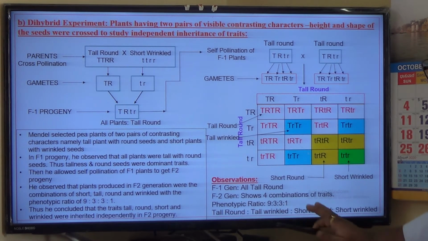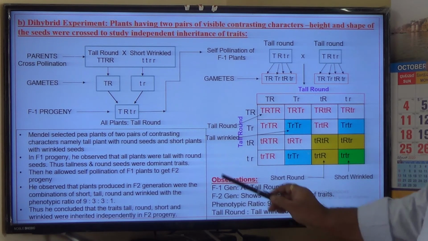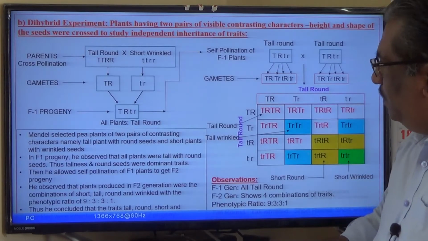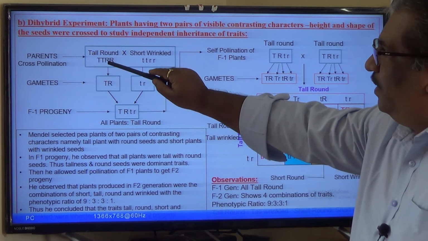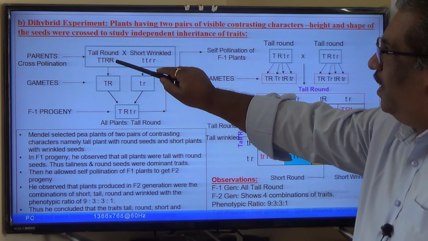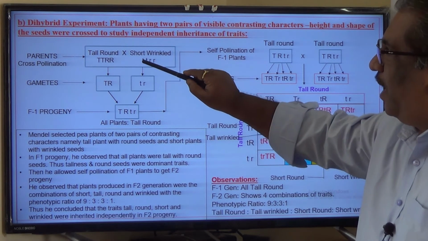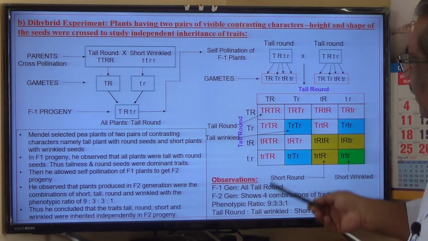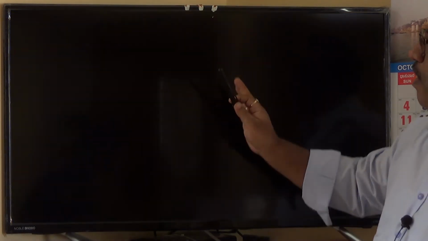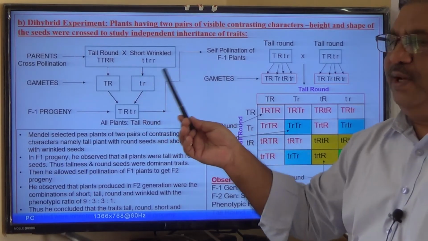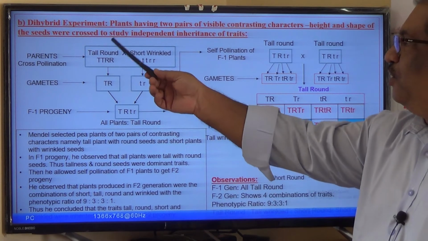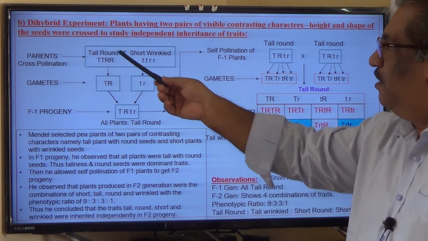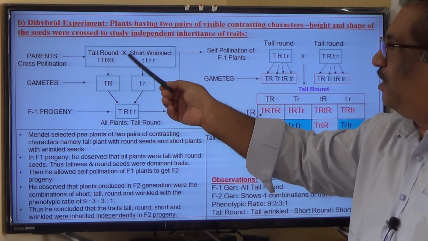So what I mean to say is basically here, irrespective of whether the tallness and roundness belong to one particular plant or shortness or wrinkledness belong to one particular plant, in the final F2 progeny we observed the entire combination of all these things. Tall with wrinkled, tall with round, short with wrinkled and short with round.